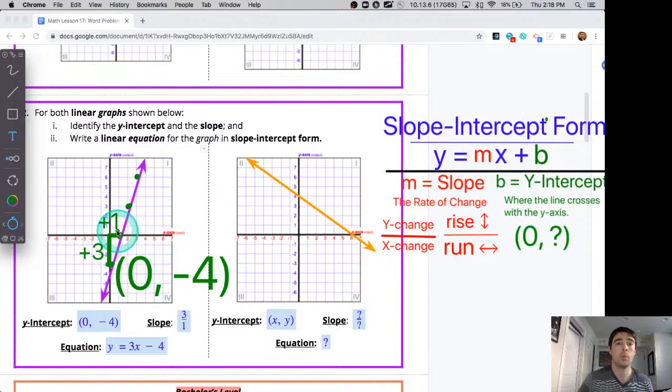And if you're at home watching the recording, please pause the video, try to do the next one on your own. If you're with us live, hopefully you can find the y-intercept, the slope, and the equation before you see me show it.